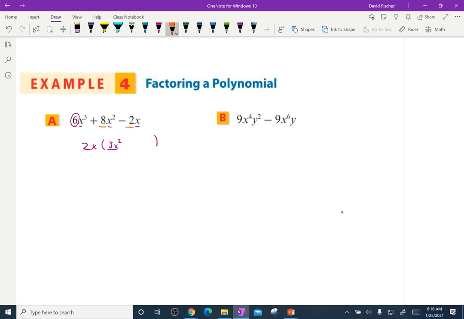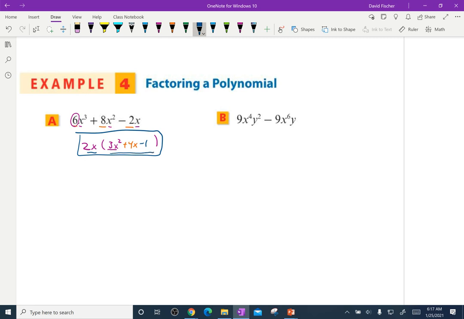Let's focus on my second term. 2 times what would give me 8? 2 times 4. So x times what would give me x squared? I need another x. Okay, and let's go to my last one. 2 times what would give me a minus 2x's? Well, I need to have a minus 1 there because 2 times minus 1 would give me a minus 2. X, I already have 1x, so x times nothing gives me my x, and so I'm done. And so when we factor our greatest common factor out, we need to now say, well, what's left?